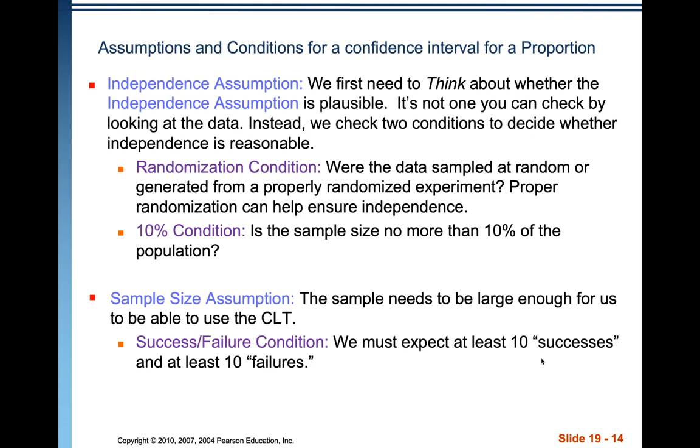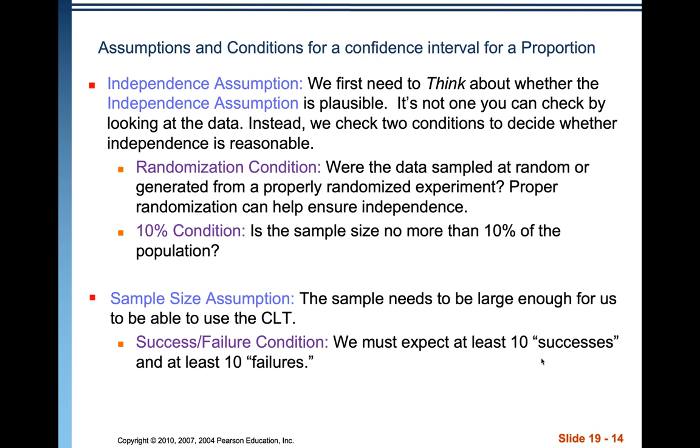The first one is the randomization condition. Were the data sampled at random or generated from a properly randomized experiment? That's what you want to be able to say yes to. Proper randomization can help ensure independence. And then the 10% condition: is the sample size no more than 10% of the population?